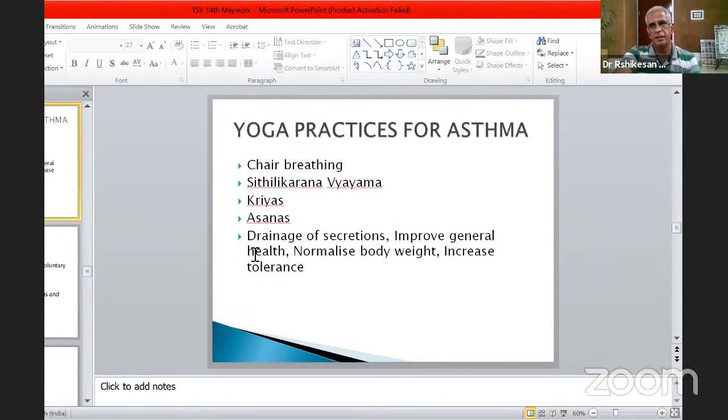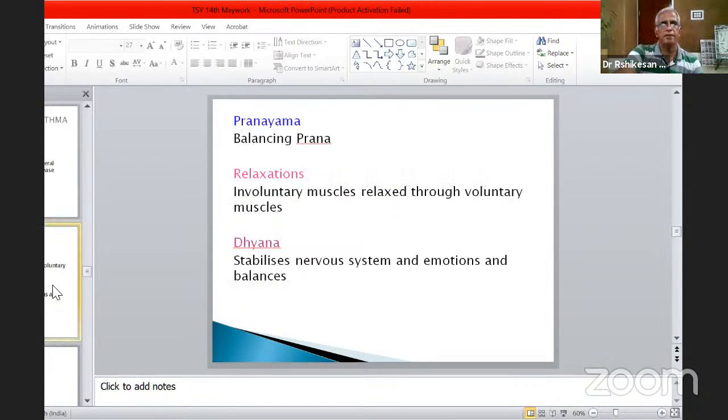So you can have chanting along with exhalations, all this. Then Shithilikarana Vyayama, various kriyas, asanas are there. And then various practices of asanas, various different types, forward, backward, bend, all this we can have. Then pranayama, it will balance the prana. Relaxation will relax the involuntary muscles.